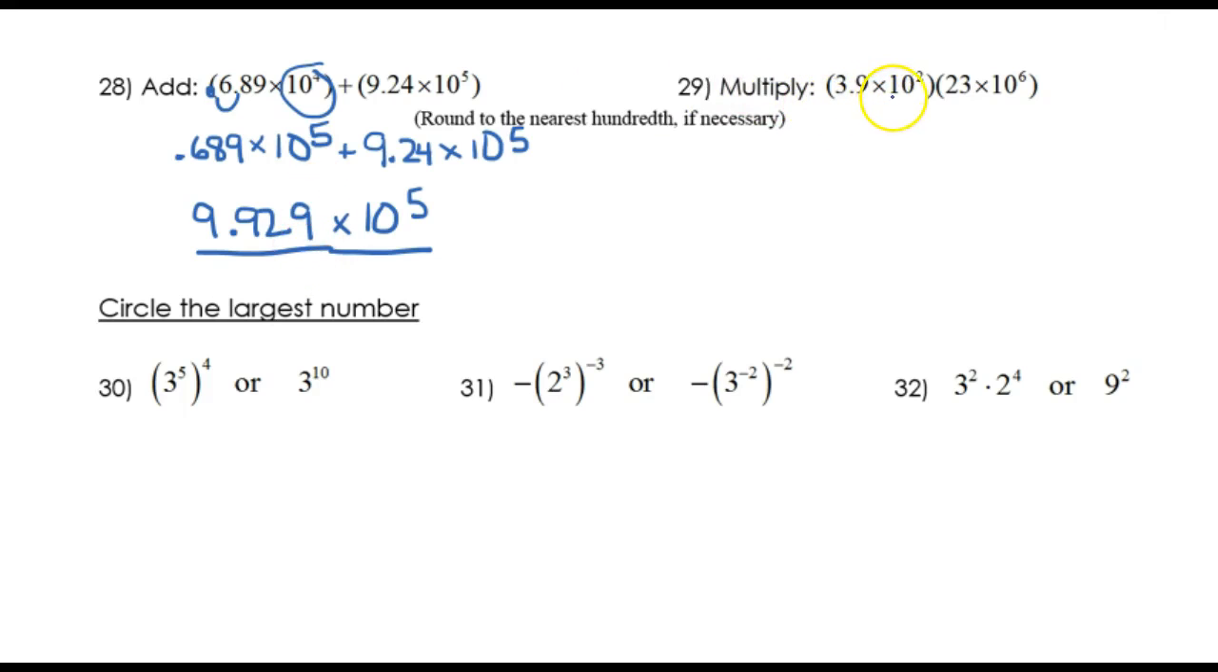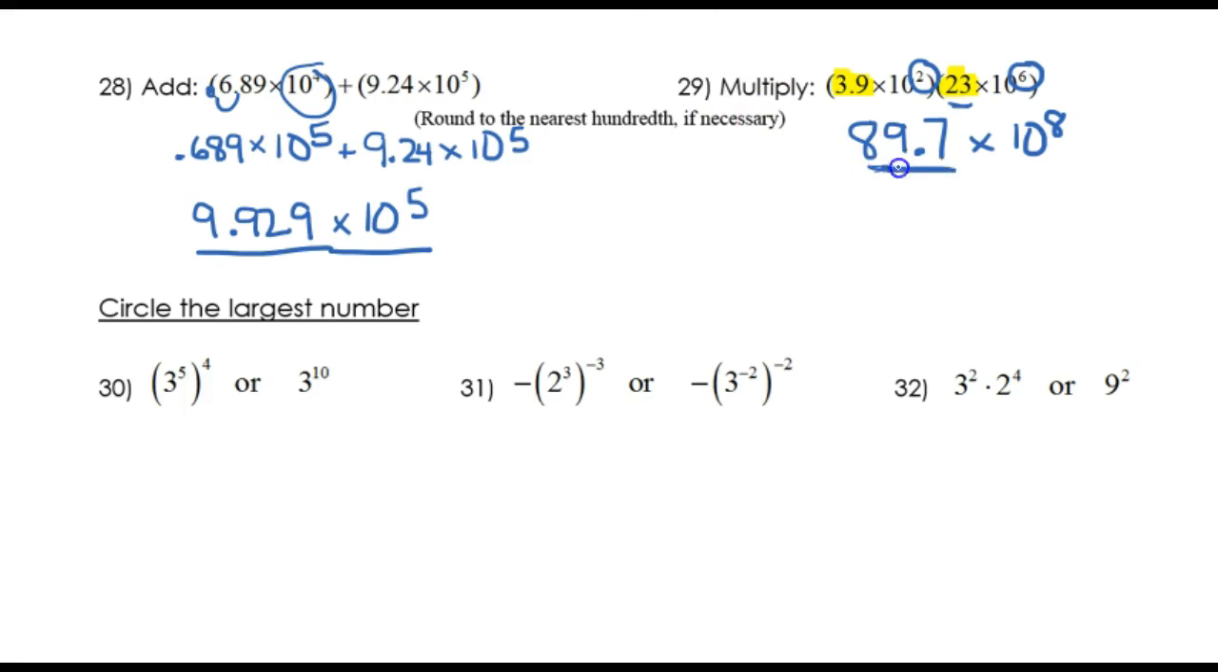Now when we multiply, the powers of 10 do not have to be the same. Even though this is not in scientific notation right now, I'm going to go ahead and multiply my constants together. So 3.9 times 23 gives me 89.7. When we're multiplying, we're going to add the exponents here. So this is 89.7 times 10 to the 8th power.